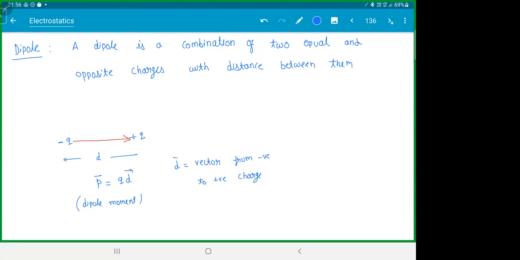This is called a dipole. Where do you hear the dipole in chemistry? For example, if you have an HCl molecule, this end is slightly positive and this is slightly negative. So actually it's a dipole like this.